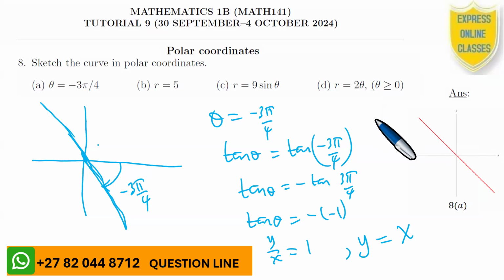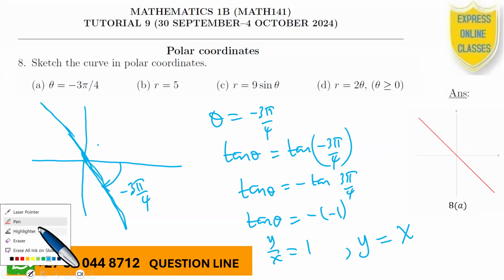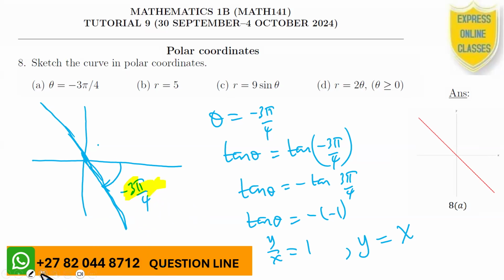So then if this is the case, oops, okay, so this is supposed to be sketched here. Okay, this is supposed to be sketched here.